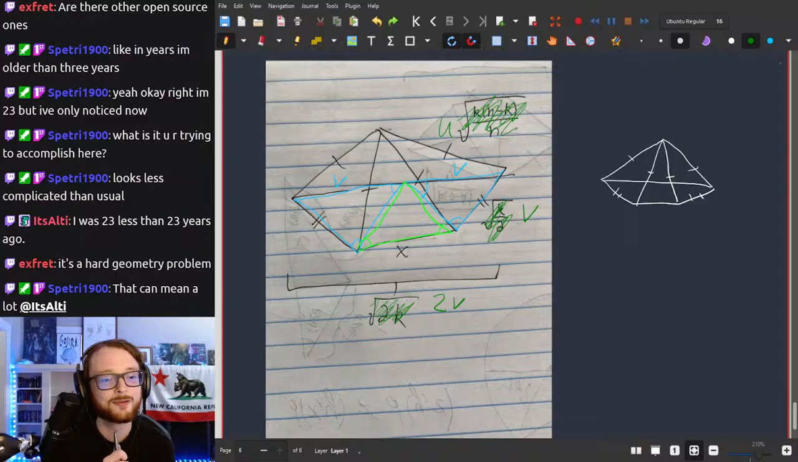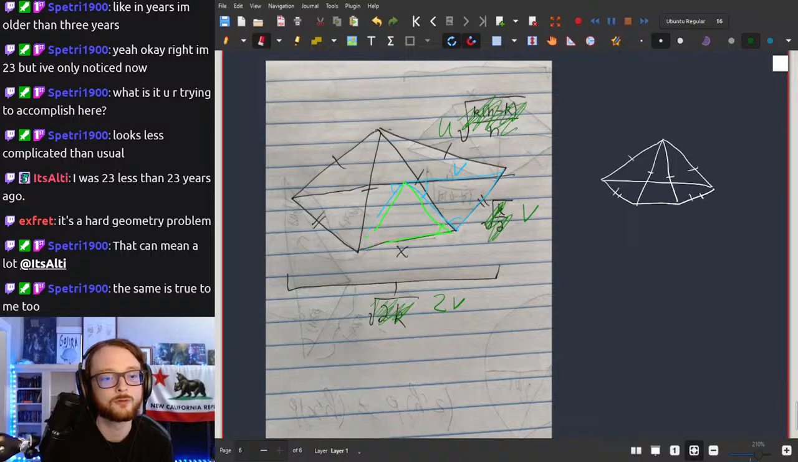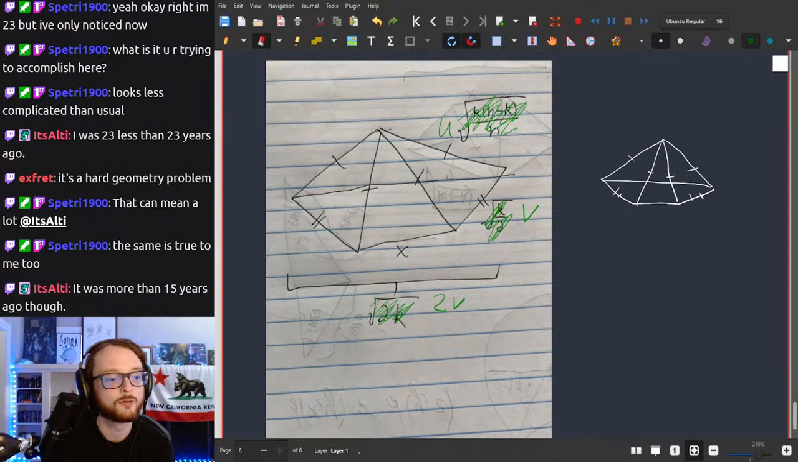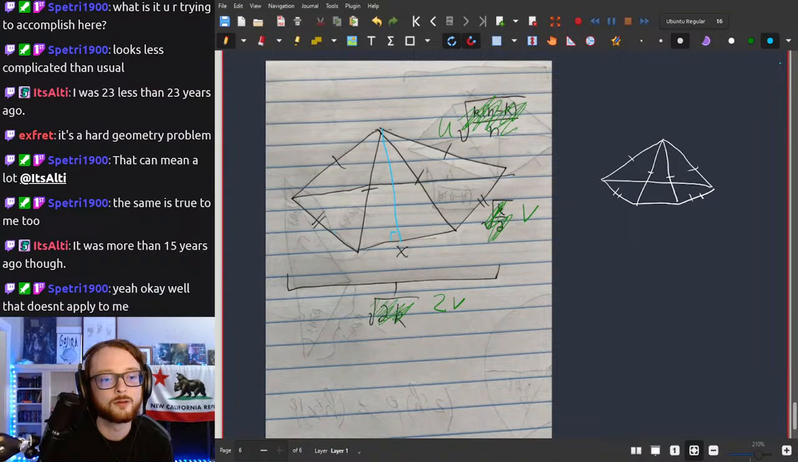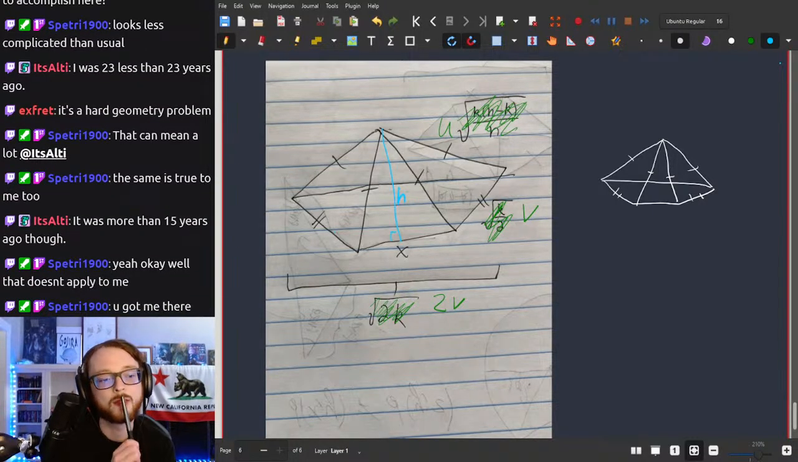So I thought this triangle thing with the blue and light green is neat. I don't know what to do with it yet. I'm gonna erase it for now, to potentially switch gears, or try another strategy. So if I draw this height here, do we have any shot at finding what that H is?